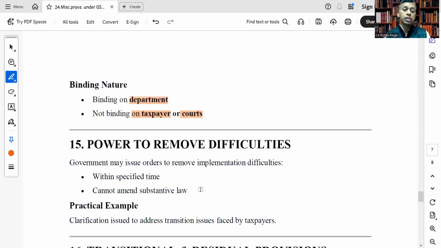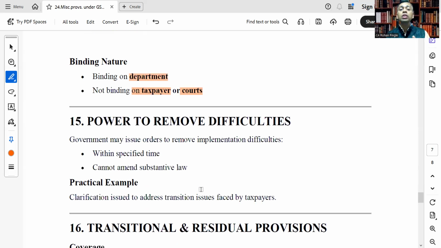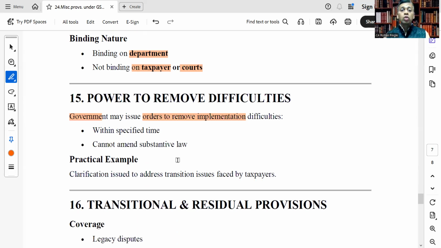Power to remove difficulties. Government may issue orders to remove what? Implementation difficulties. This needs to be within a specified time and cannot amend substantive law. So clarification is issued to address transition issues faced by taxpayers. Whenever there is an implementation difficulty after enacting any provisions or rules, government can issue orders to remove those implementation difficulties, but that should also be within a specified time and cannot amend substantive law.